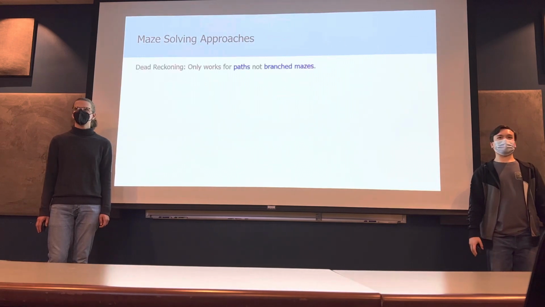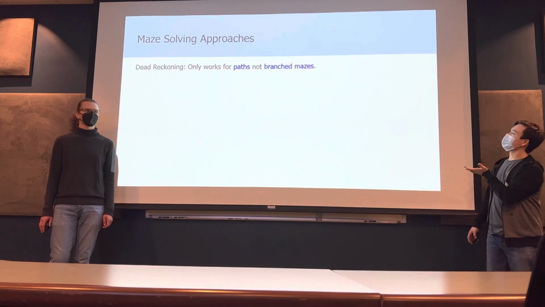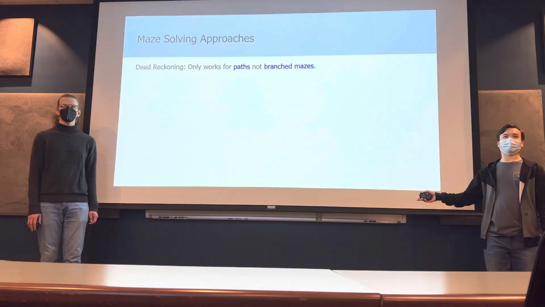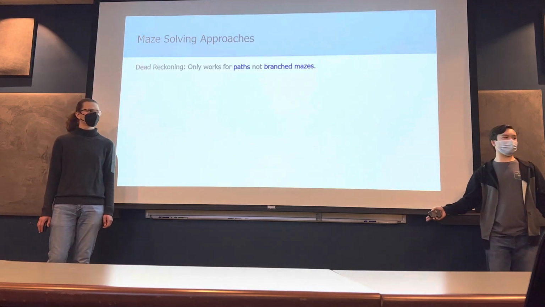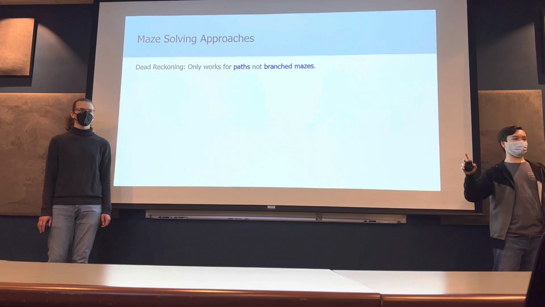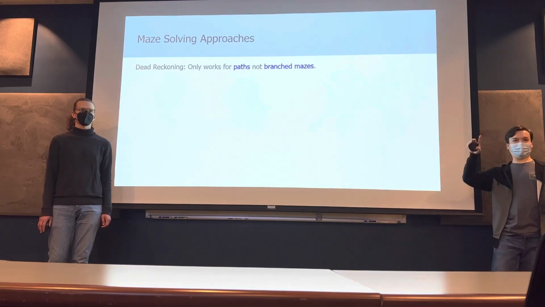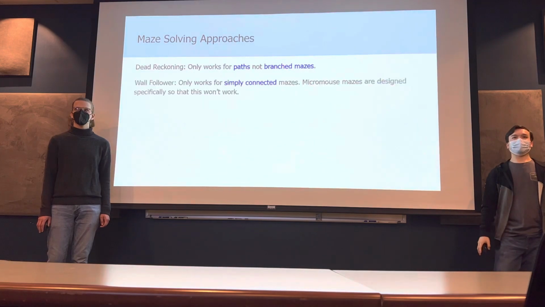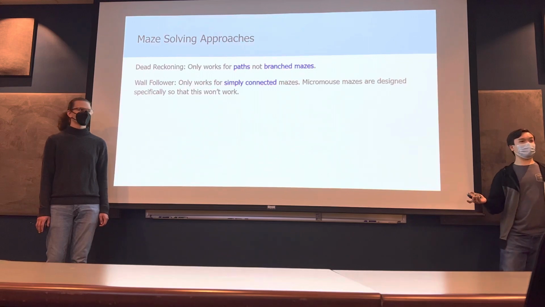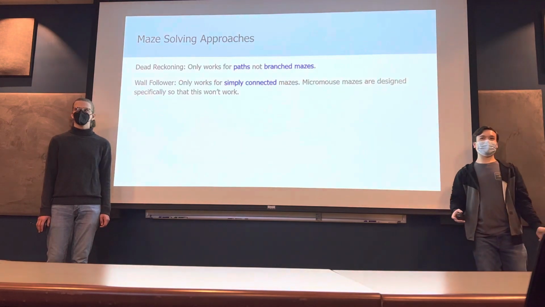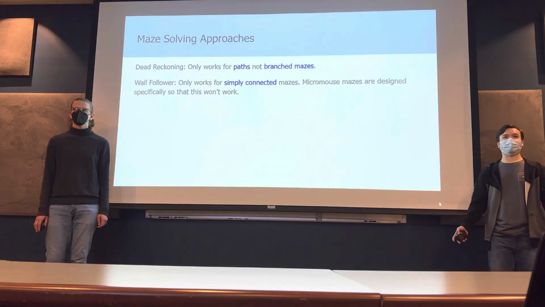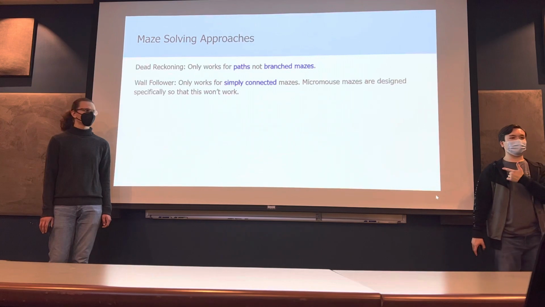As we look at this, I think this will explain some of the things we look at for maze solving. Of course, we had Dead Reckoning. That only works for paths and not branching mazes. If we have things that branch off into different ways, it's not going to find its way back to the start. It's never going to go back or take a different branch. Wall following won't work for things where it has to turn right where it can turn left. We designed these Micromouse mazes so that approach just doesn't work, as you saw even in the last maze, it didn't work at all.